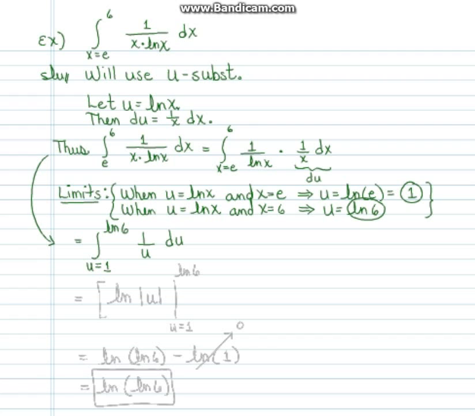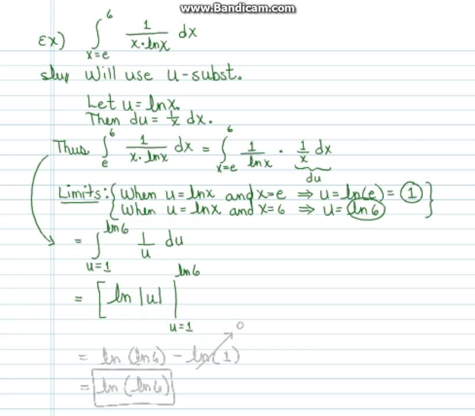Okay, so let's continue evaluating this guy. This is equal to, let's go ahead and evaluate it. The integral of 1 over u du is equal to the natural log of the absolute value of u. We learned that in lecture. And that's going to be evaluated for the limits u equals 1 to u equals natural log of 6.